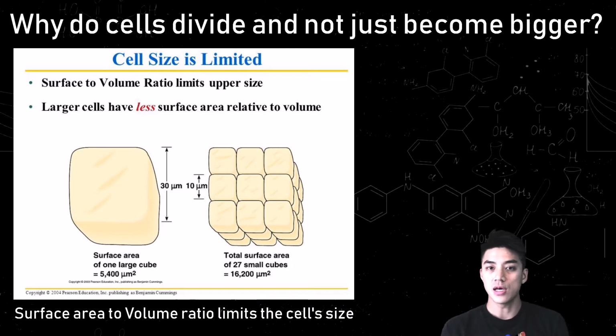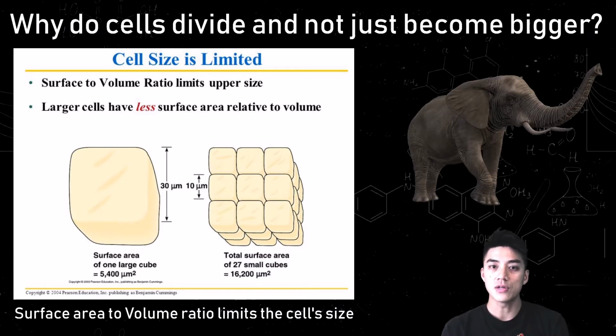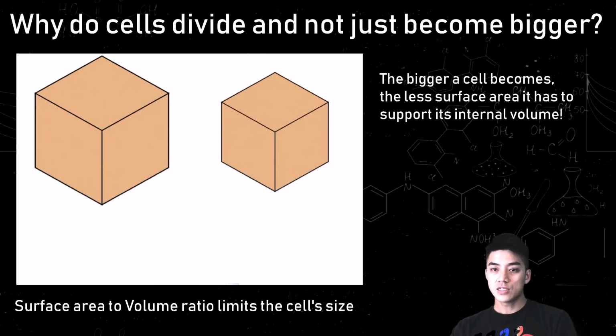Before I get into the details and discuss cancer, you have to understand one really important concept about cell size. Cells are really small and they're forced to divide, and they can't become as big as elephants because of something known as the surface area to volume ratio. Bigger cells have a much harder time taking in nutrients and removing waste products the bigger they become, because the surface area can't really catch up to the volume. Let's do the math here and you'll understand why cells divide and why they can't just become bigger.